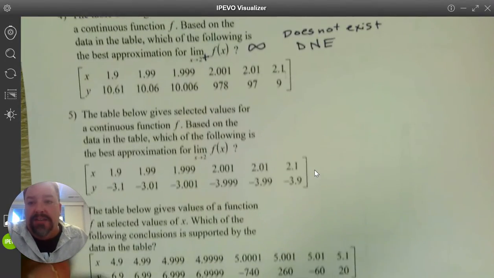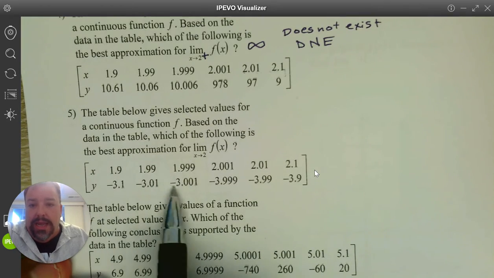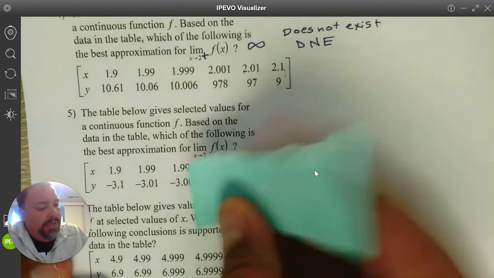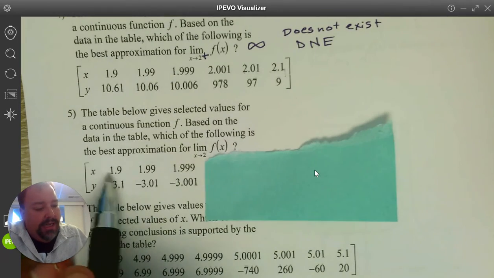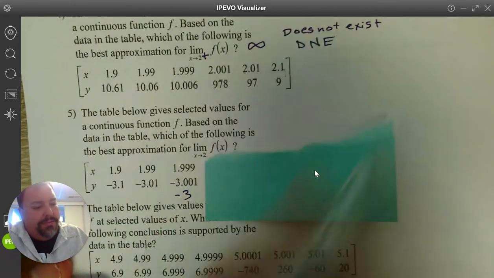Now for number 5, here we're approaching 2. And again, do not be confused that these both start with a -3. Look at it from both sides. So if we come from the left and the x's get closer to 2, what happens to the y values? Well, it looks like they're getting closer to -3.